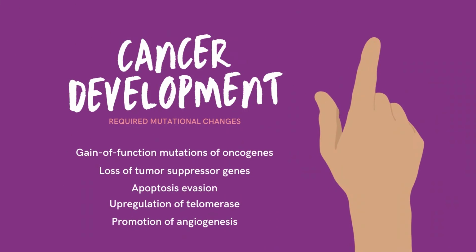Development of a cancer normally requires several mutational changes to occur in a clone derived from a single cell. Key steps are gain-of-function mutations of oncogenes, loss of tumor suppressor genes, evasion of apoptosis, regulation of telomerase, promotion of angiogenesis, and changes leading to metastatic spread.